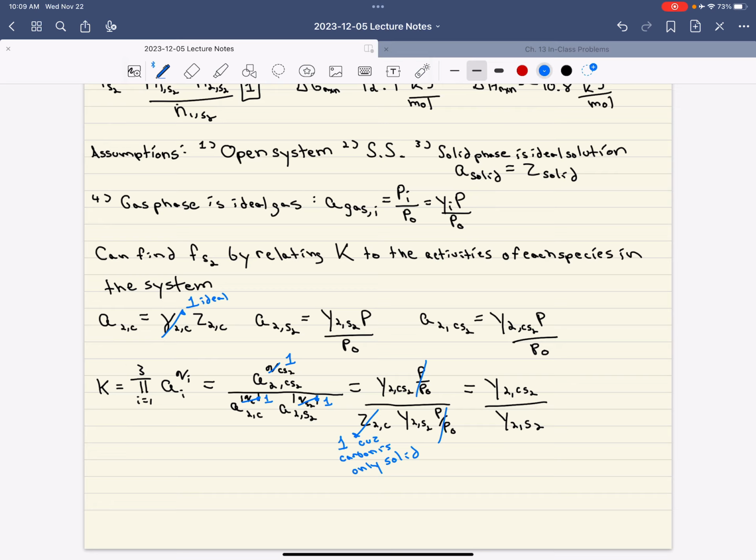And so the way we're going to get these mole fractions is from doing material balances. So this is going to bring us back to doing the things that you had to do back in MEB1.